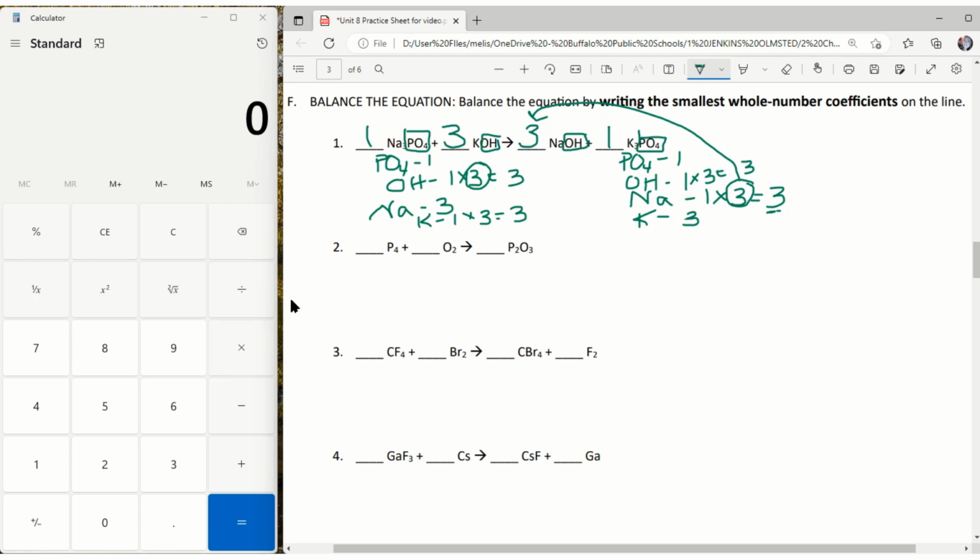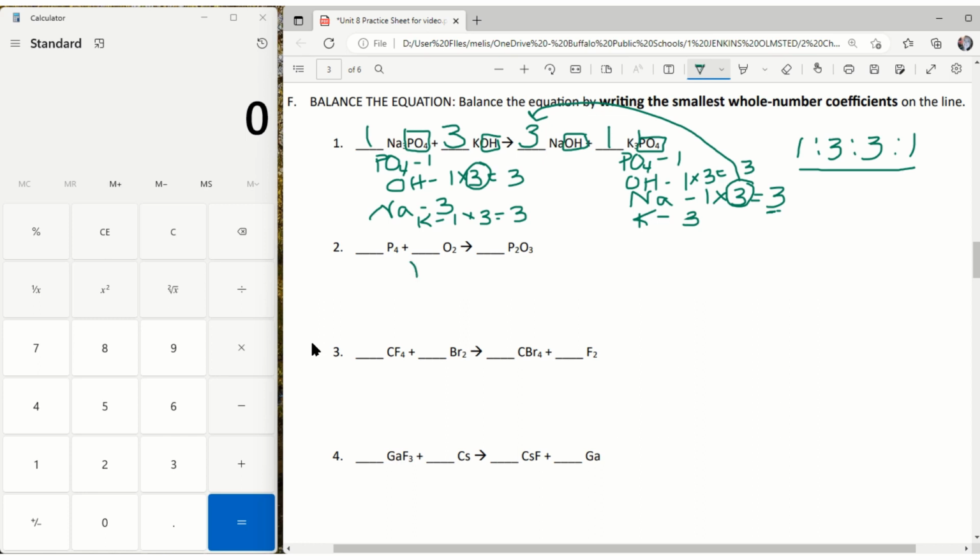So how do I determine smallest whole number coefficients? I check. Can I divide all of the coefficients? My ratio of my coefficients is 1 to 3 to 3 to 1. Can I divide all of those coefficients by something other than 1? No, I cannot. It's balanced. All right, let's try the next one.